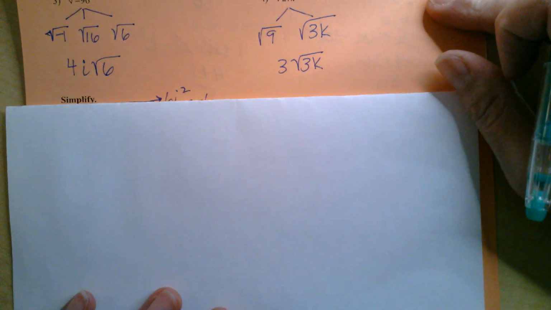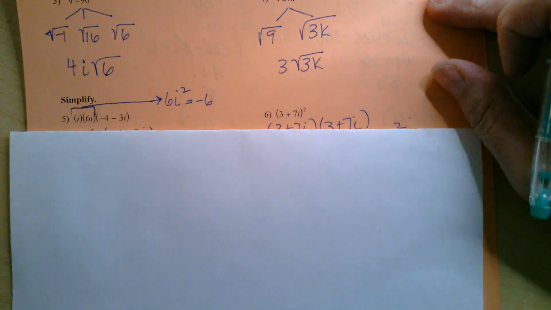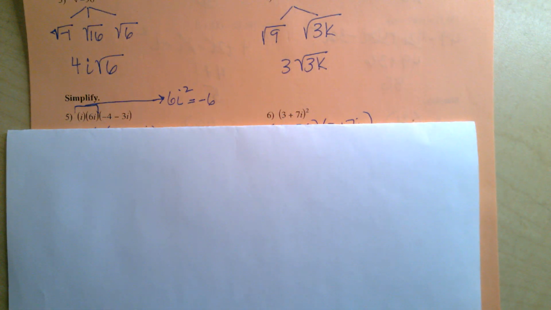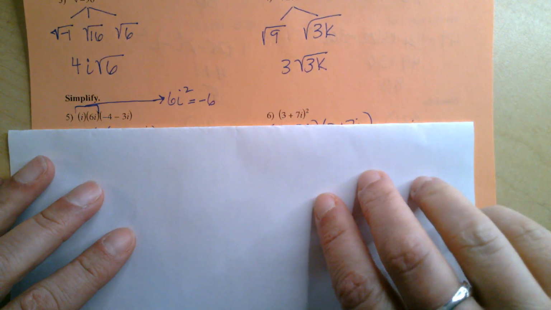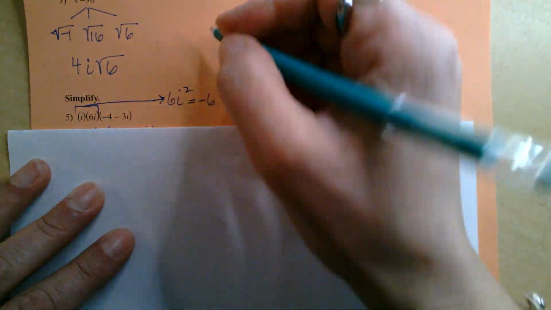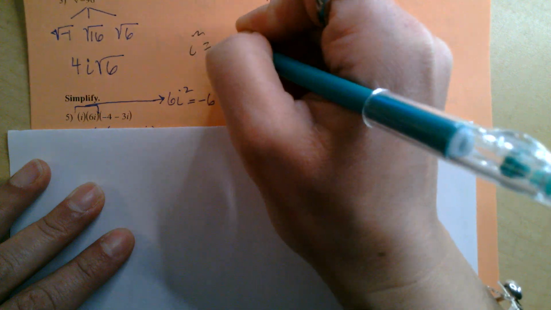What do we have next? We have simplify. Ooh, and we're looking at complex numbers. So here we go. First, what I do need you to realize is that our i squared, remembering i squared equals negative 1.